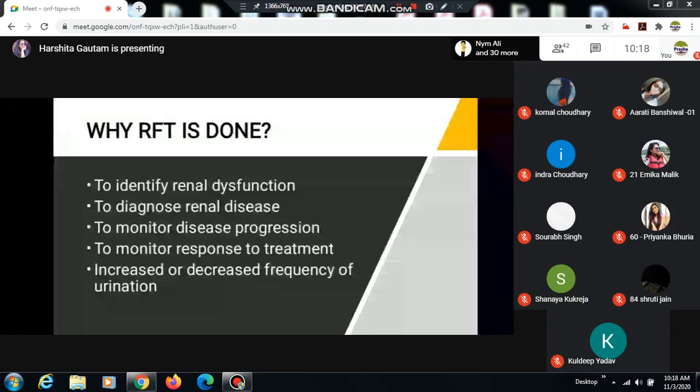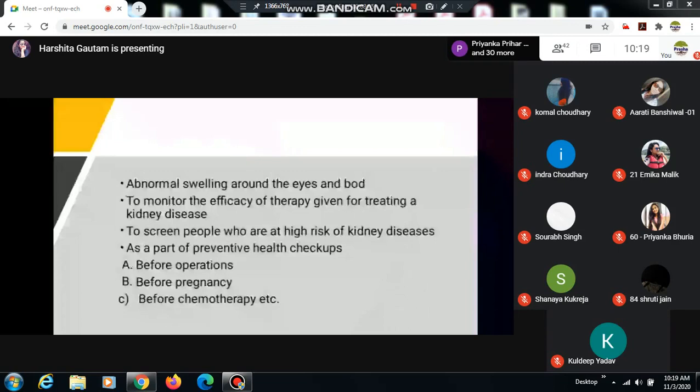Increased or decreased frequency of urine. The normal amount of urine in a healthy human being is 2 liters per day. If it increases or decreases, it means there is some problem in the kidney. Abnormal swelling around the eyes and the body. In some kidney diseases, abnormal swelling occurs around the eyes.